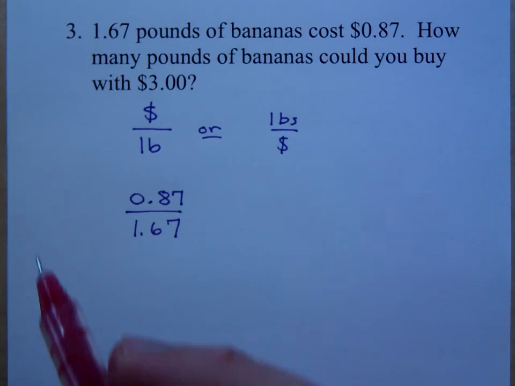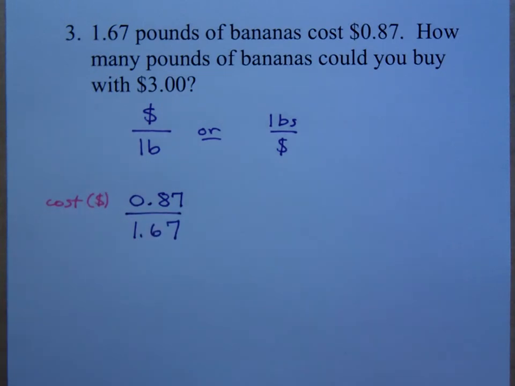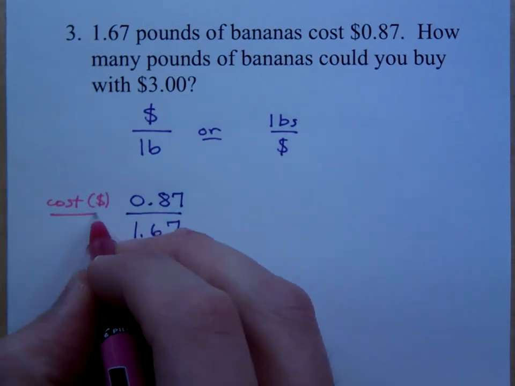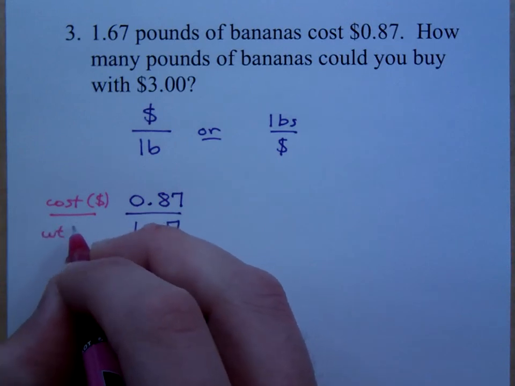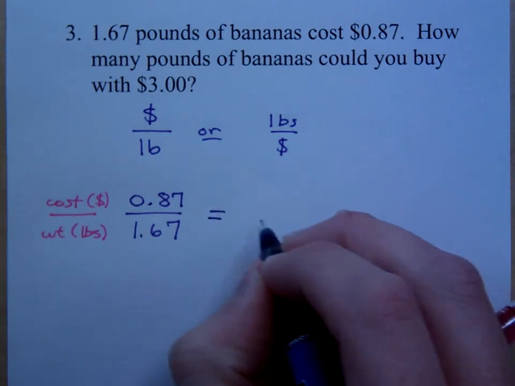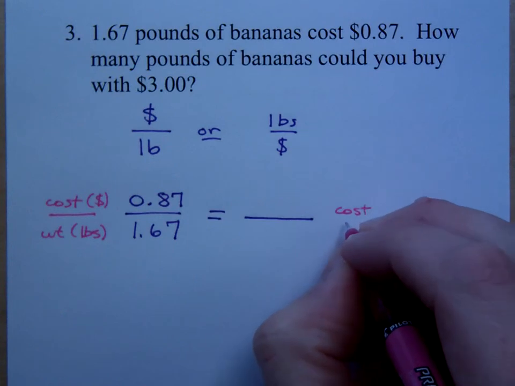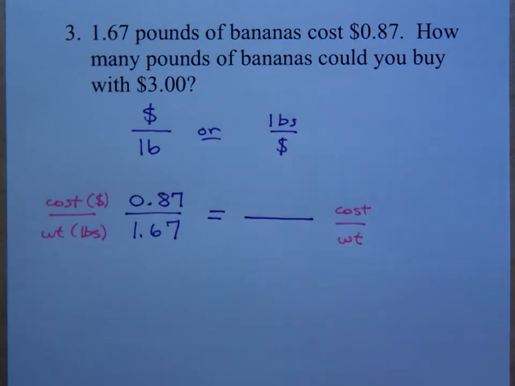Now look what I did. This 0.87 is what? This is cost measured in dollars. And what's this denominator part? The denominator part is the weight measured in pounds. That means when I'm setting up my proportion on the right side here, I have to keep the same units and the same pieces I'm discussing here. So I have to have the cost over the weight. If I flip those units, your answer is wrong, so wrong. Sorry, mine is like flipping out over here.